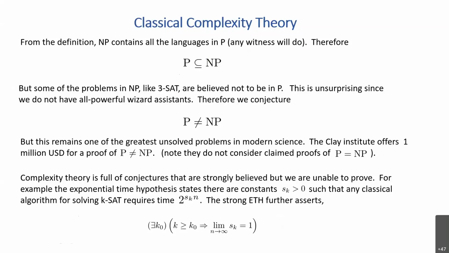So a stronger statement that sometimes gets confused with NP is what's called the exponential time hypothesis. It says that any classical algorithm for solving KSAT with k greater than or equal to 3 takes time 2 to the constant times n. And in fact, there's a strong exponential time hypothesis that says as k goes to infinity, this constant in the exponent tends to 1, right? So this strong exponential time hypothesis basically says it takes exponential time to solve 3-SAT.